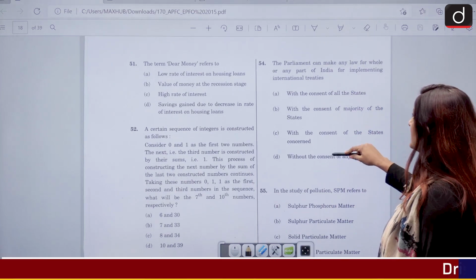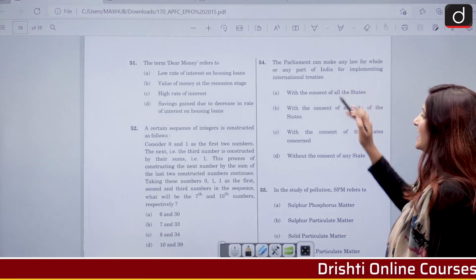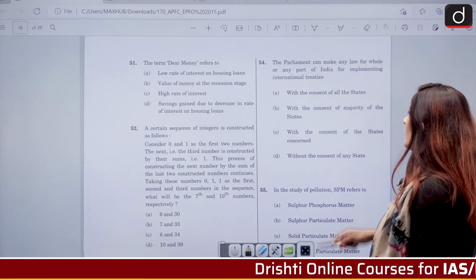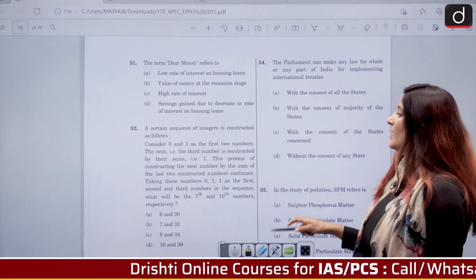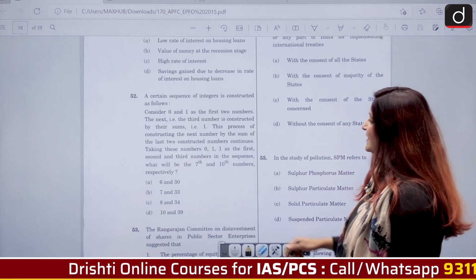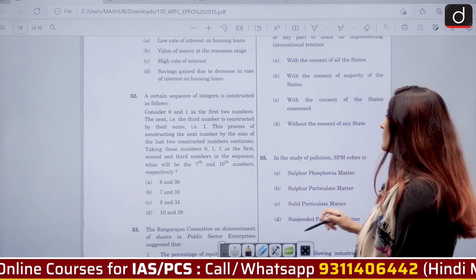Economics. Parliament can make any law for the whole or any part of India for implementing international treaties. So let's see, we have to select the correct answer. Here, polity again. Certain sequence of integers, maths has also been, we have come across like 3 to 4 questions of maths.